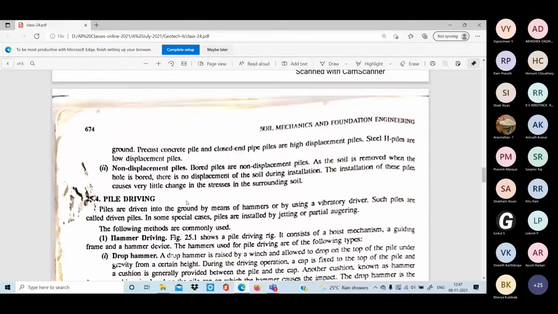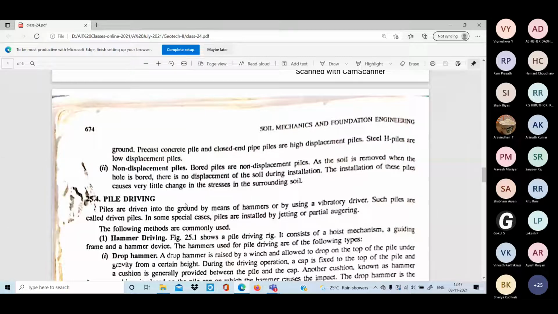As the soil is removed when the hole is bored, there is no displacement of soil during installation. That means we are making a natural borehole and putting the pile in it. So we are constructing the pile at the site itself. That is called the bored pile.